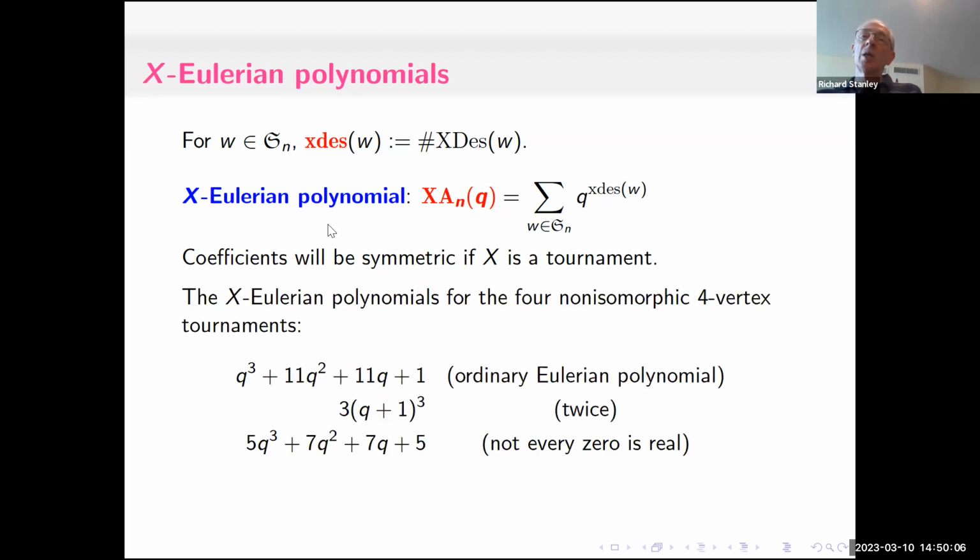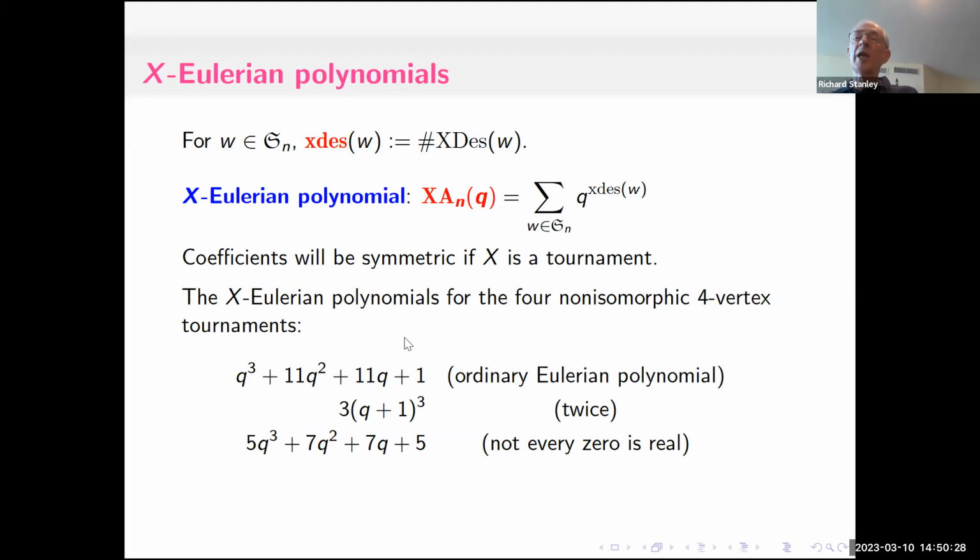Here are, for instance, the X Eulerian polynomials. There are 4 non-isomorphic 4 vertex tournaments. Here there are 4 X Eulerian polynomials. One of them occurs twice. One is the ordinary Eulerian polynomial. That's when we look at the transitive tournament.